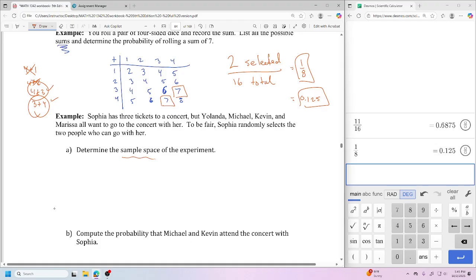So what does a sample space mean? Let me help you on this one. They're trying to group all of the possibilities. So we got Yolanda, Michael, Kevin, and Marissa. The unfortunate problem is that we have two M's. So if you don't mind, I'm going to change her name. I'm going to just call her Arissa. Is that okay? So that she's an A, so I can use A instead of M. So we got a Y, an M, a K, an A.